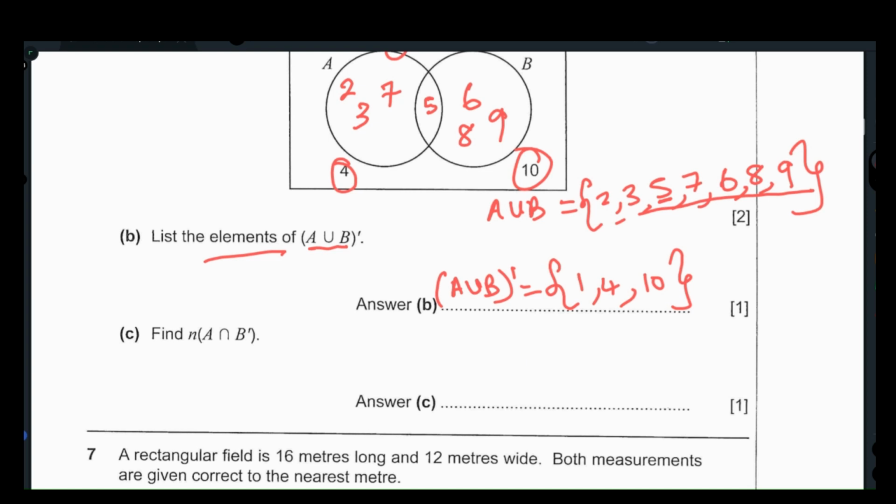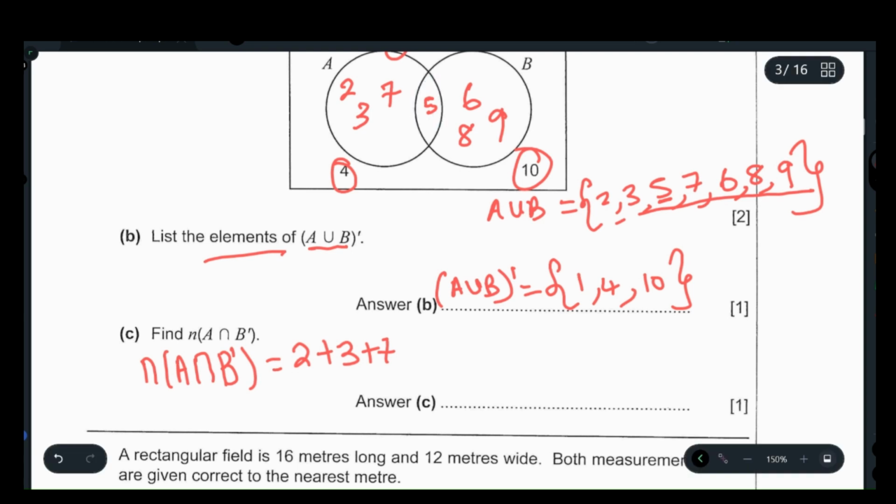C and A intersect complement B. So A intersect not B. That's what complement B means. So that means all the numbers in A besides the numbers in B, I need to get a sum of all those elements. That will be 2 plus 3 plus 7. I cannot include 5 because 5 is also part of B.